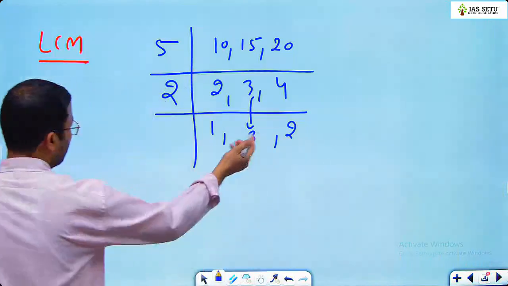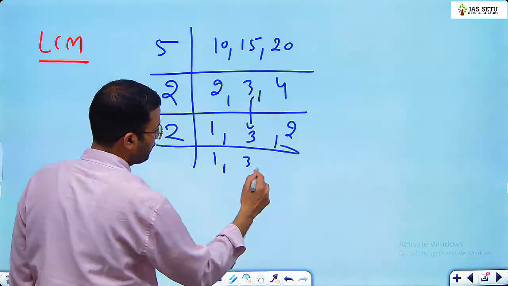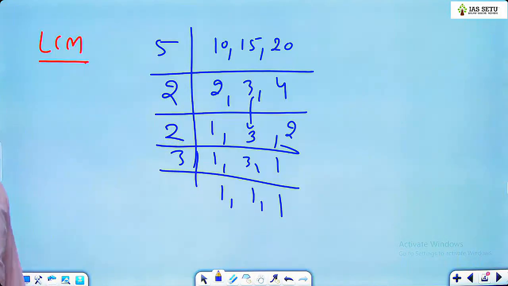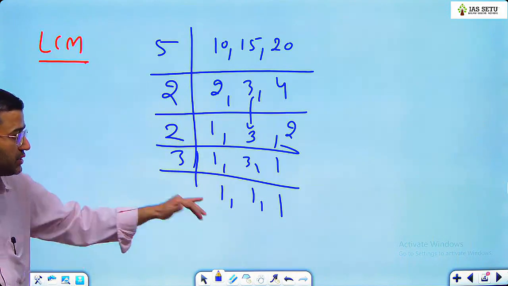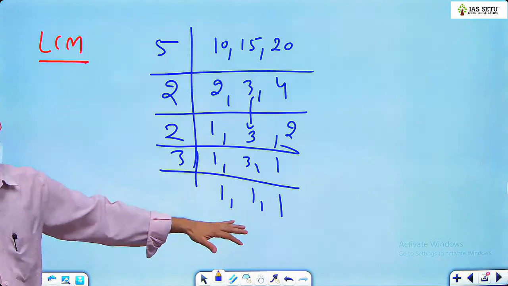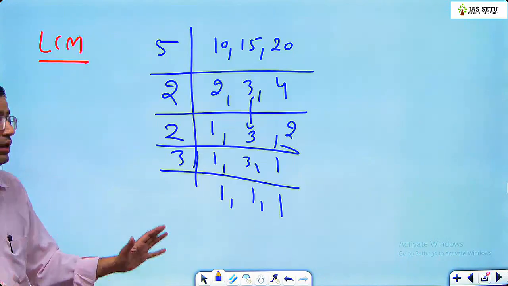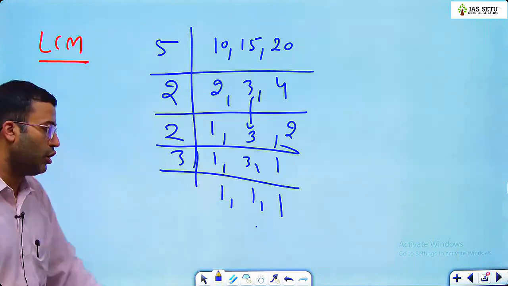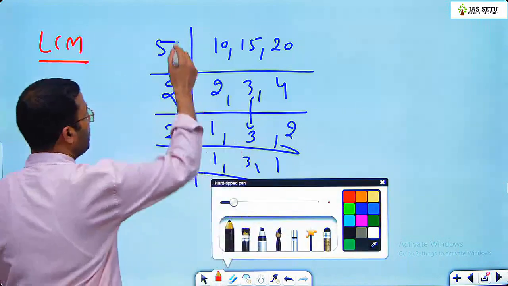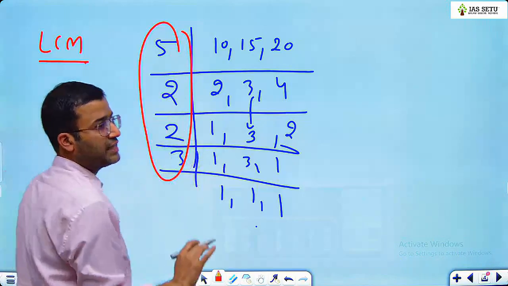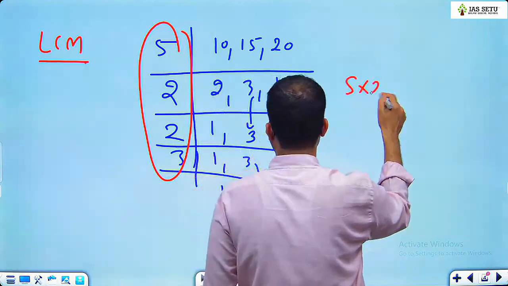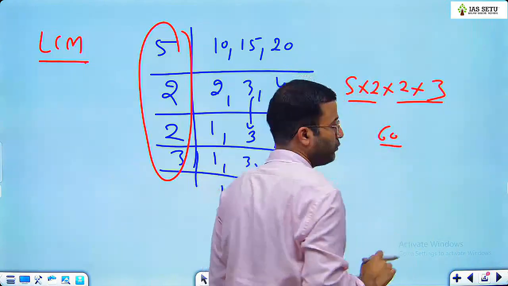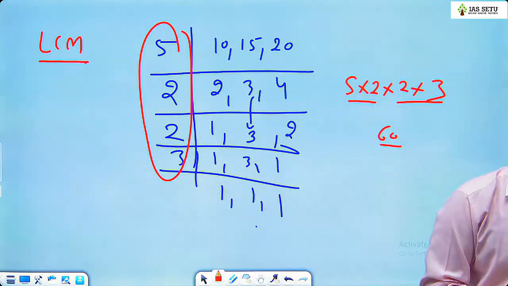Then after that we take 2 common, we write 1, 3, 1. We take 3 common, 1, 1, 1. Are you able to recall school days? The teacher was not satisfied until all the numbers became 1, 1. And this is the process we follow. As soon as all the numbers here are 1, 1, 1, 1, you stop. Then your teacher told you to multiply all these factors, that is the LCM. 5 into 2 into 2 into 3, 10 into 6, 60. So the LCM of 10, 15, 20 is 60.